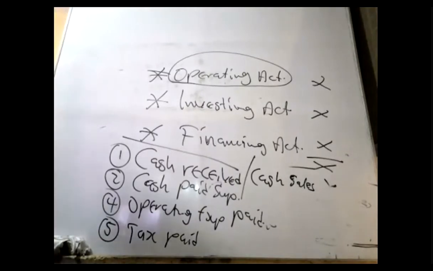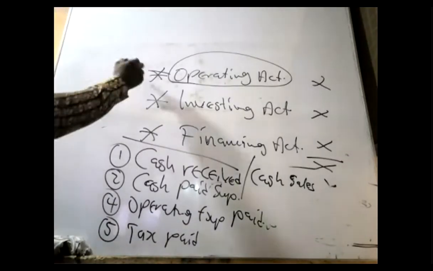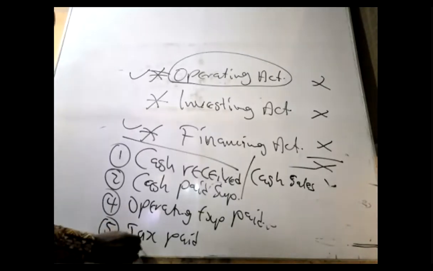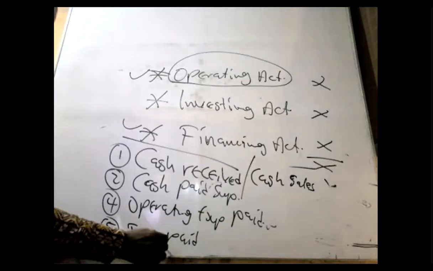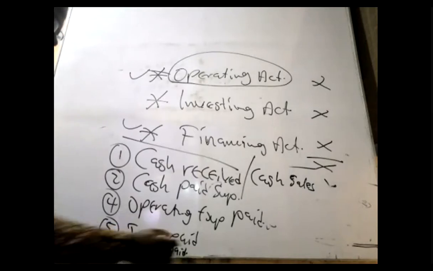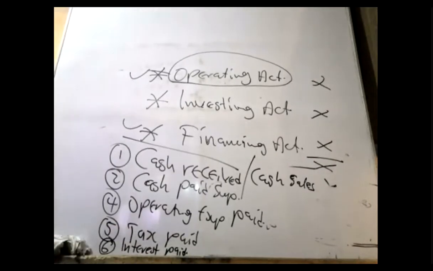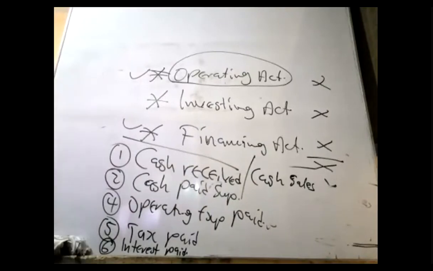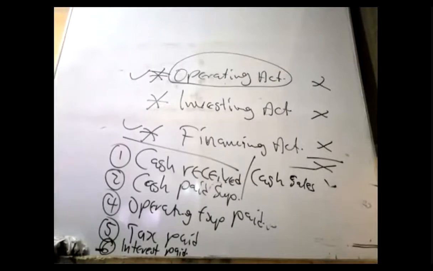Now, number 6 can be in either this section or this section. I'll explain why. Number 6 is interest paid. Now, interest paid can be a financing activity or an operating activity. If interest payment forms part of your core activity, then kindly add it to your what? Your operating activities. That is all.